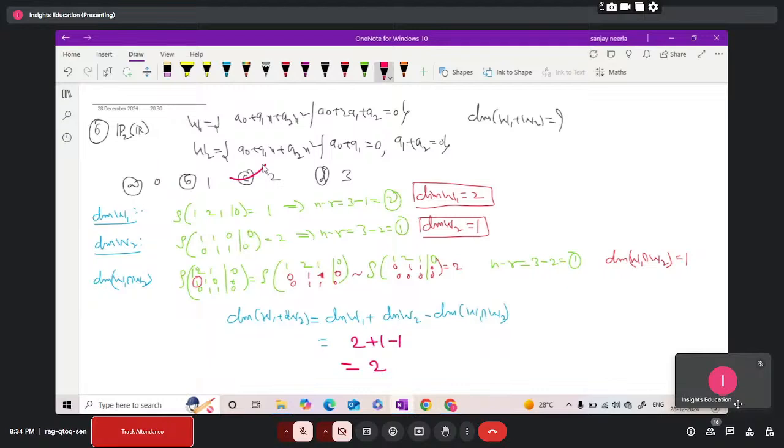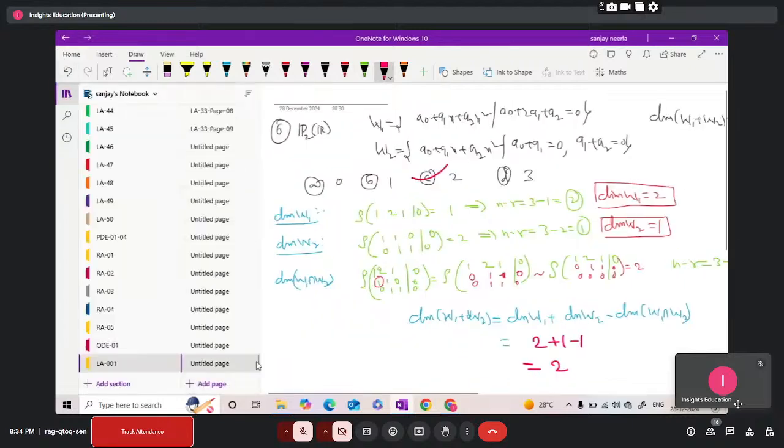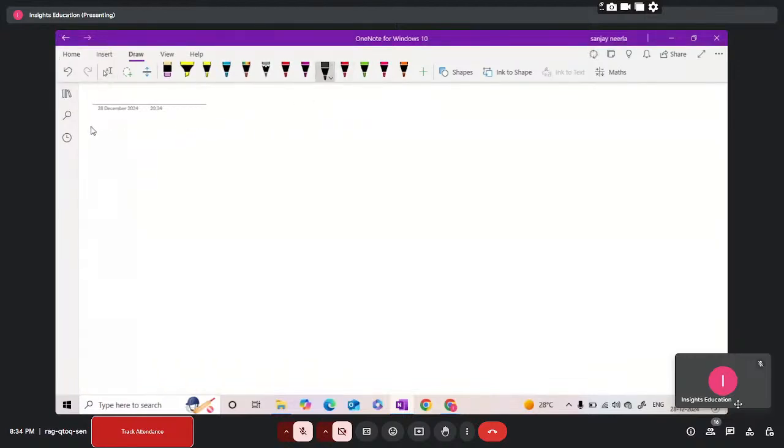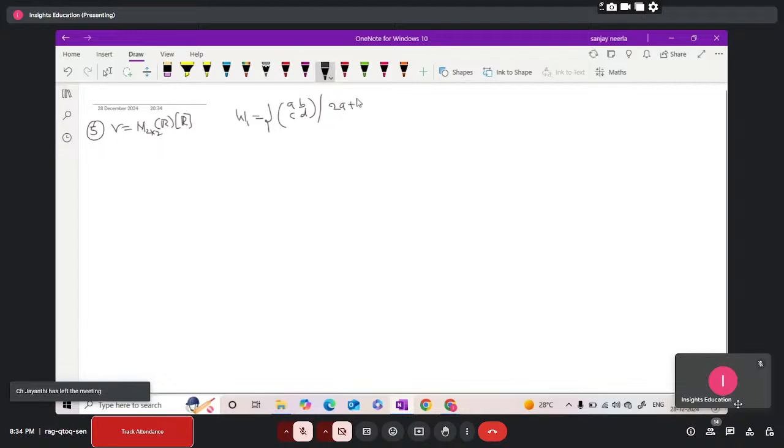Now, I'm giving one more question. Give me the answer very quickly. Suppose V is equal to M 2 by 2 over R. What is the dimension of V here? 4, sir. Very good. W1 is the set of A, B, C, D such that 2A plus B minus C plus D is equal to 0. W2 is the set of A, B, C, D such that 2B plus 3C is equal to 0 and C minus D is equal to 0.